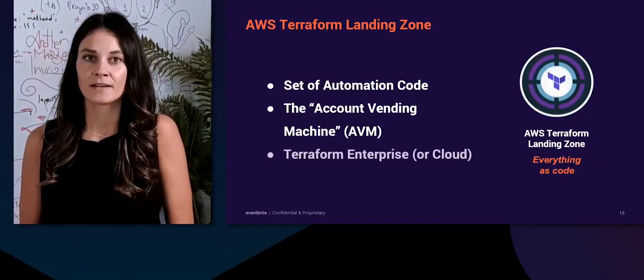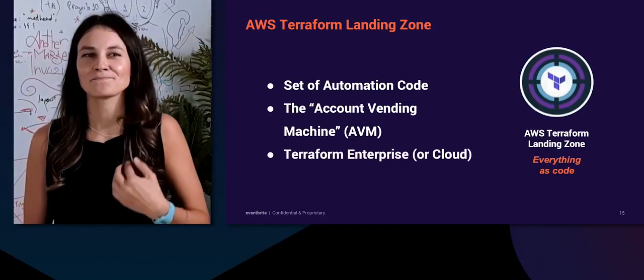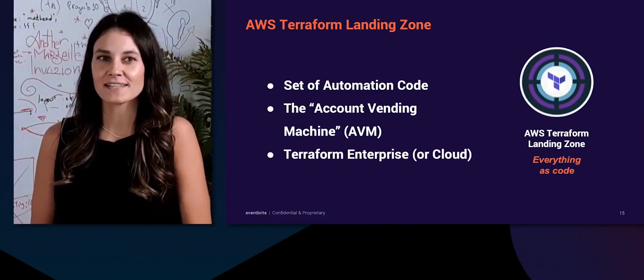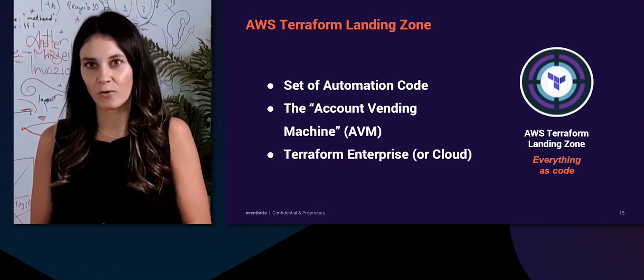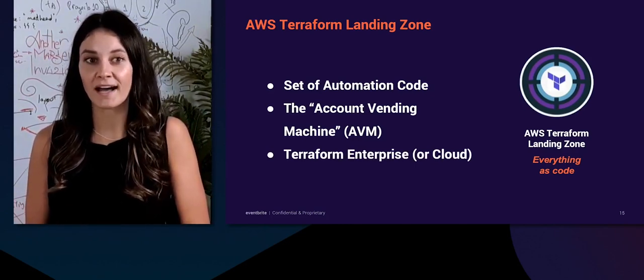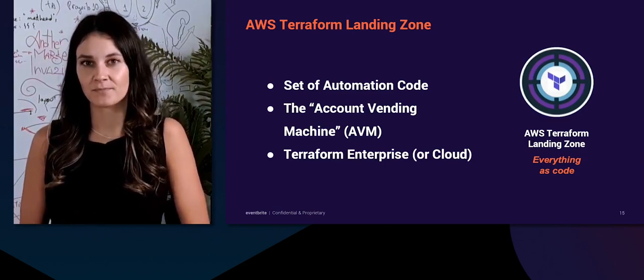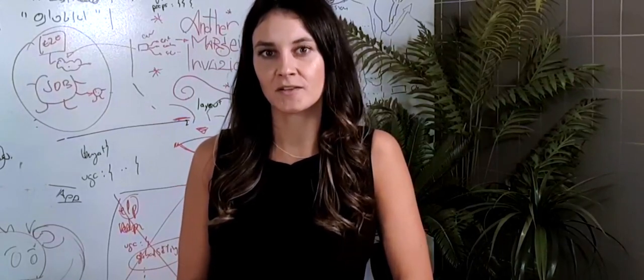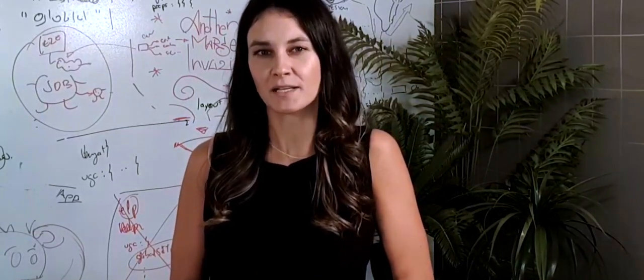And finally, Terraform Enterprise or Cloud. In order to make the magic of the AVM happen, TLZ leverages essential components like Terraform Enterprise or Cloud, like enterprise workspaces, the API, and the private module registry. Without these, it would be very hard to achieve seamless automation or for us to offload infrastructure management to developers in a safe way.